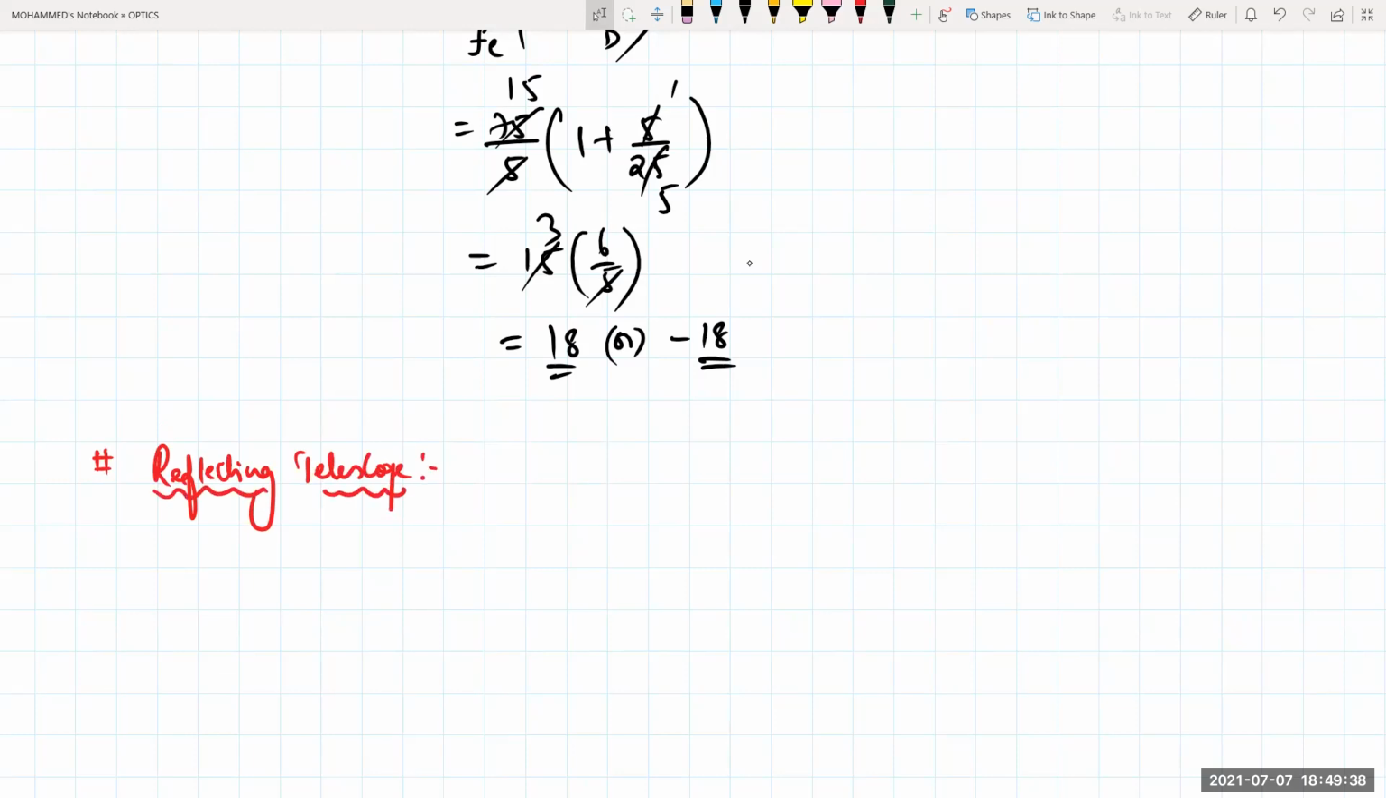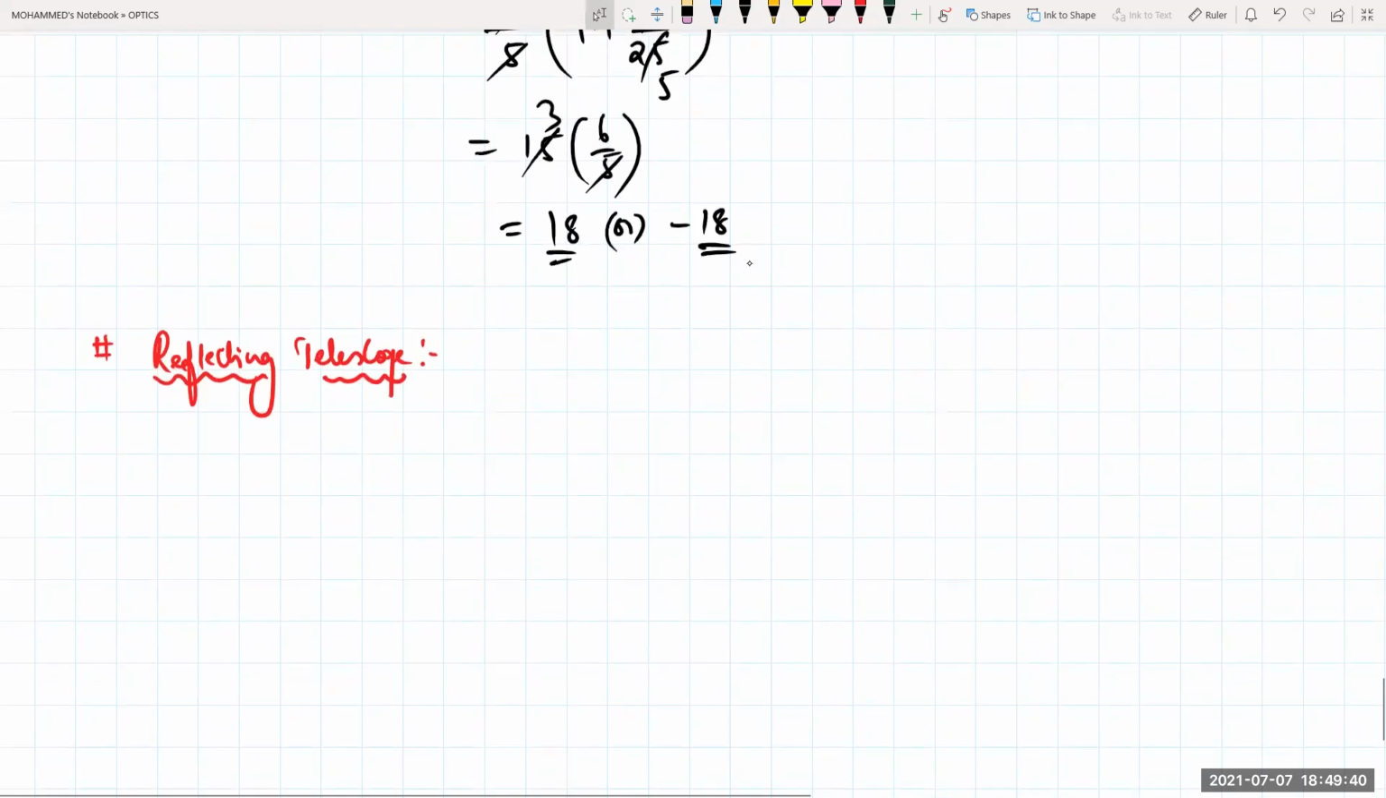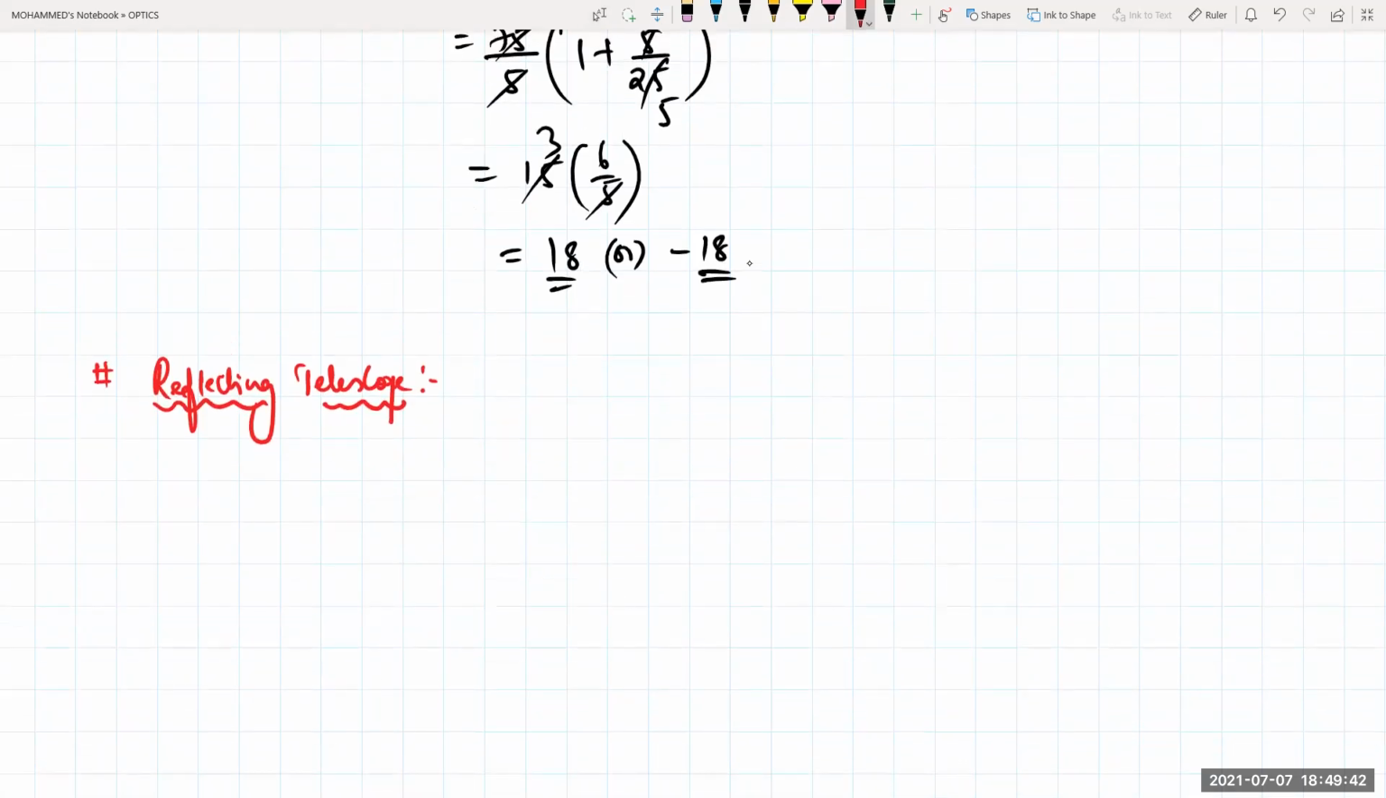The reflecting telescope, I told you that we'll be using what, beta? Mirrors. I'm roughly giving an idea. So this will be your mirror, and this is your principal axis.